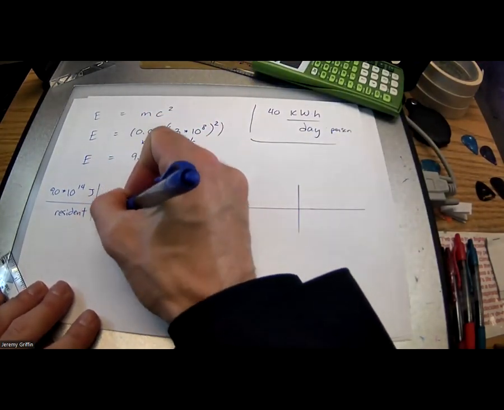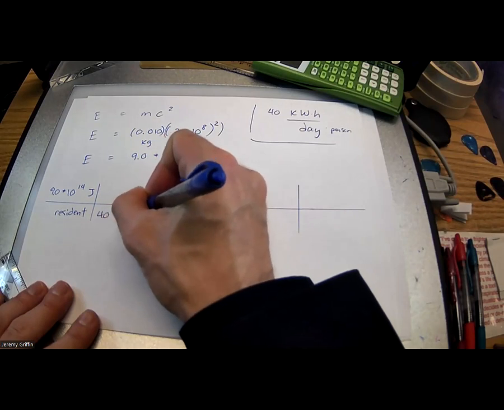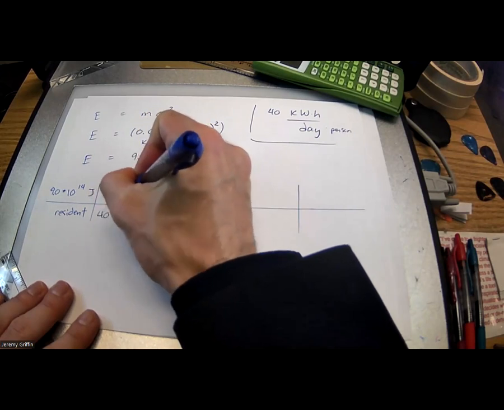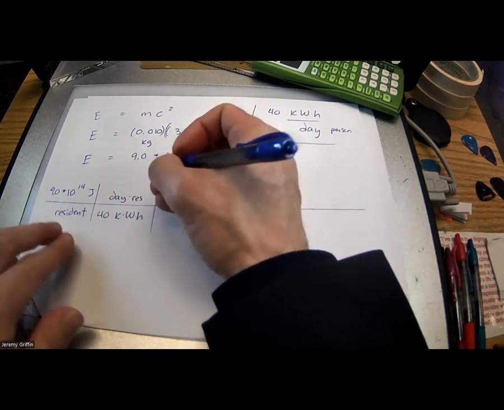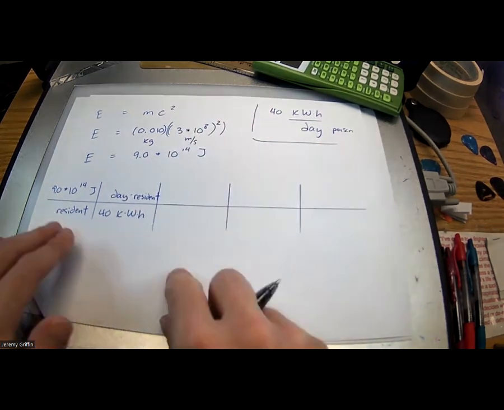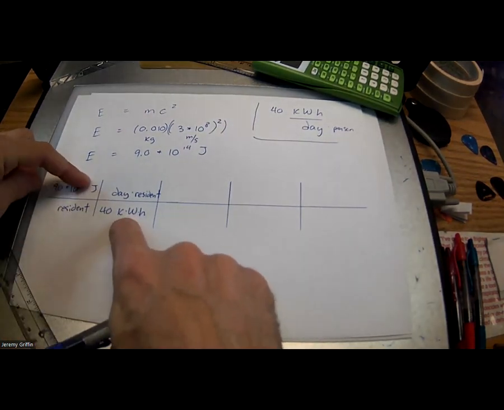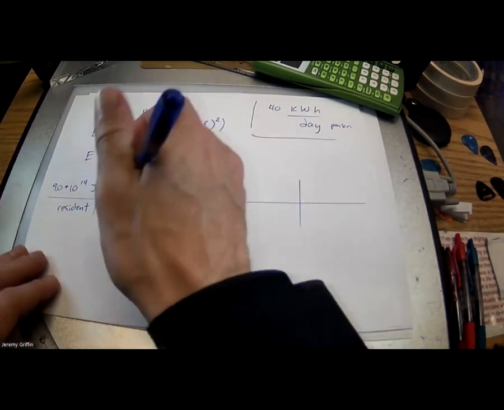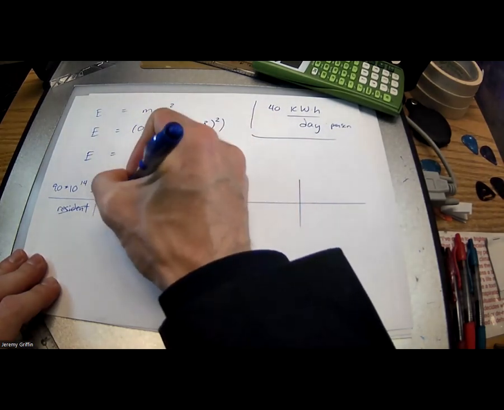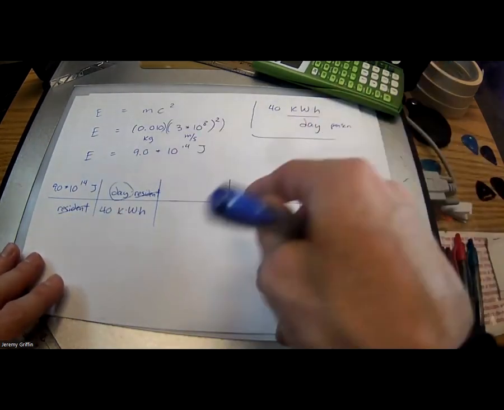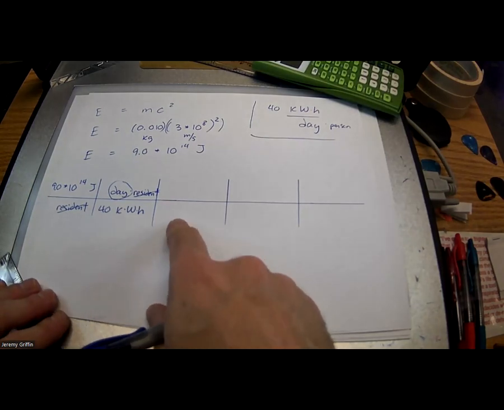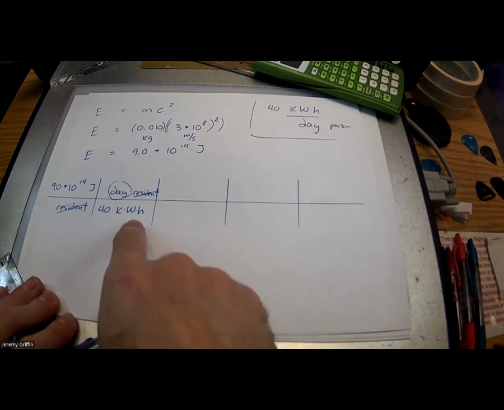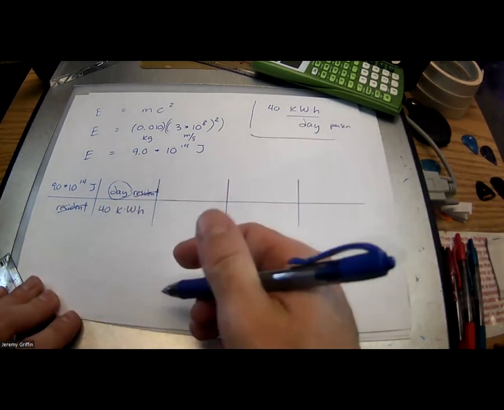So I'm going to go 40 kilowatt hours per day per person. And well, we've got resident, so I'll do resident. See how energy and energy is eventually going to cancel out? Not exactly yet because the units don't match, but it's set up to. And resident cancels. And I have a time unit on top, which is good because I want my final answer to be some kind of time unit. But I want it to be years, not days. And also I have to reconcile joules and kilowatt hours.